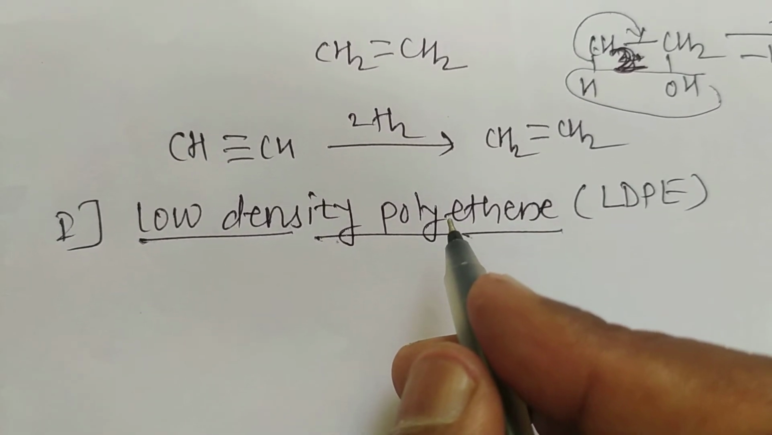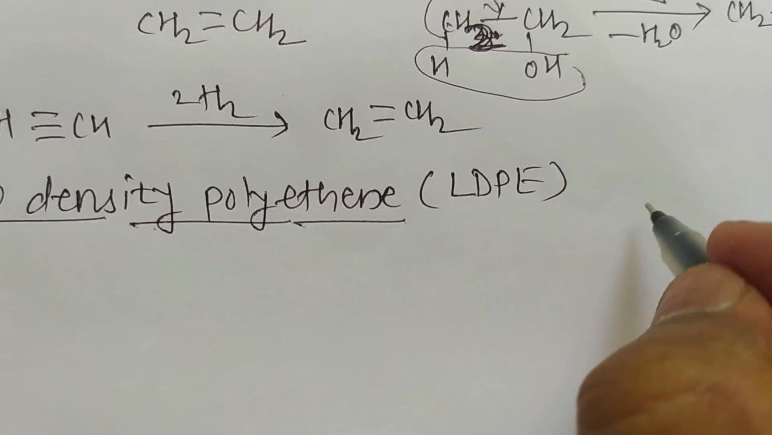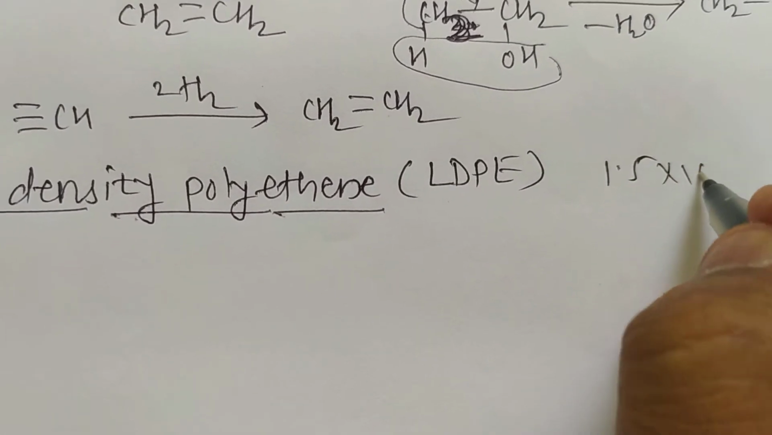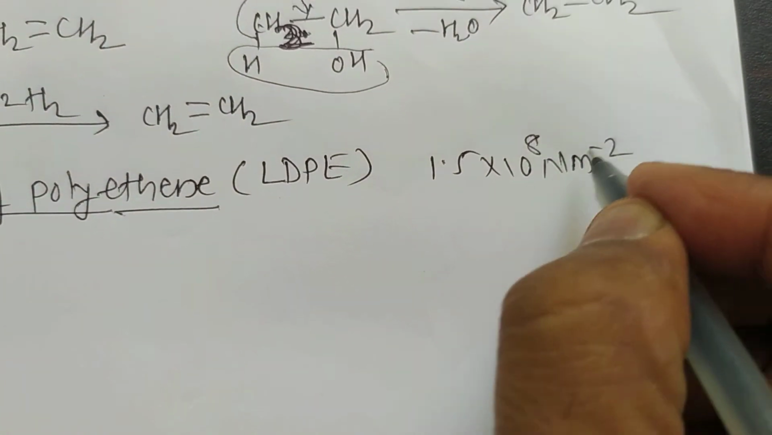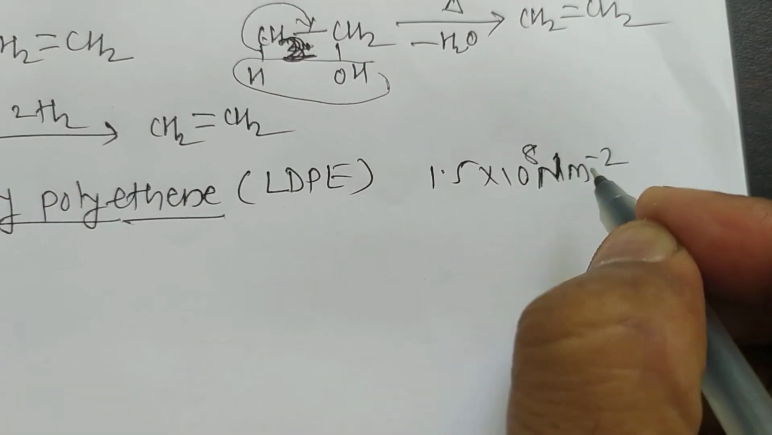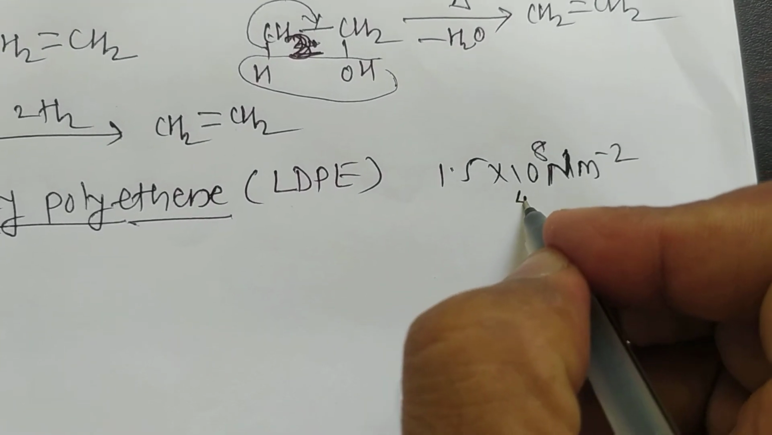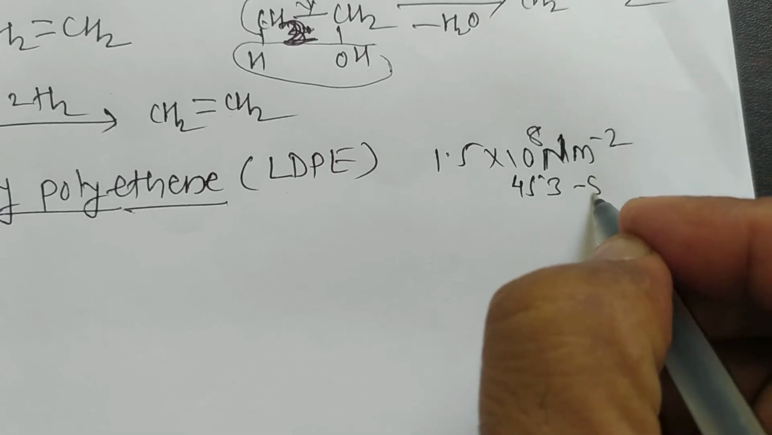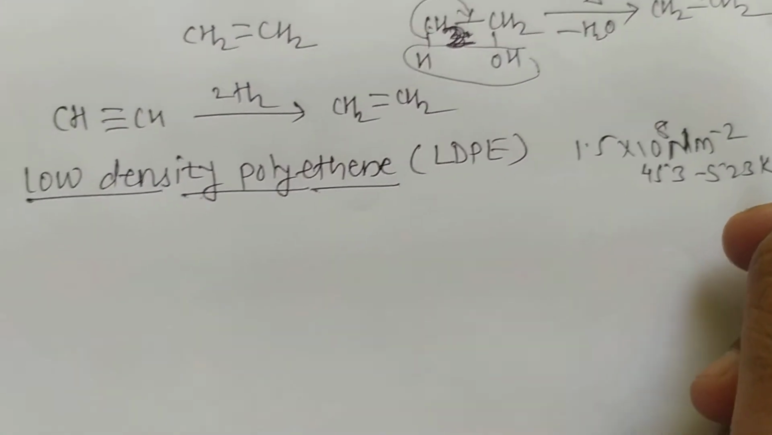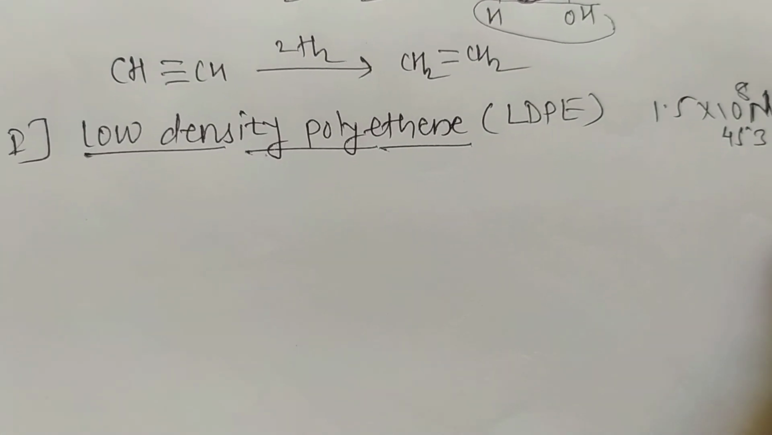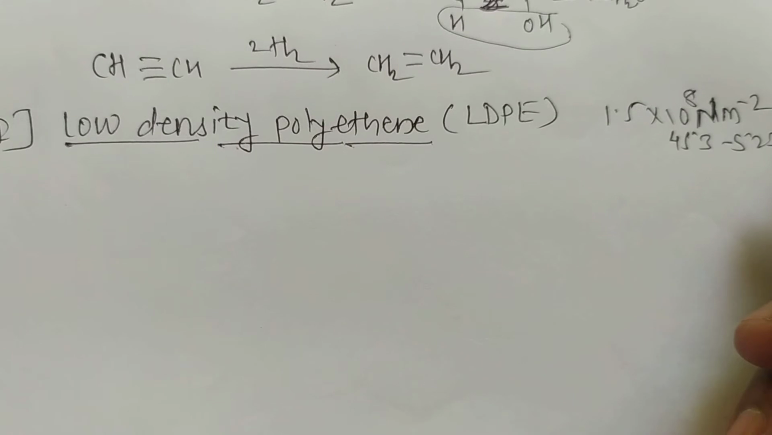Here ethene monomer is reacted at very high pressure, means 1.5 into 10 raised to 8 Newton per meter square. Very high pressure is used, and also high temperature, near about 453 to 523 Kelvin, and this reaction is catalyzed by oxygen as peroxides or hydrogen peroxides.